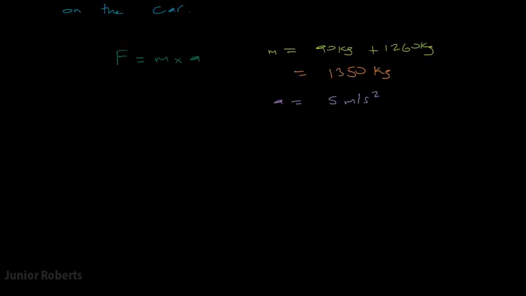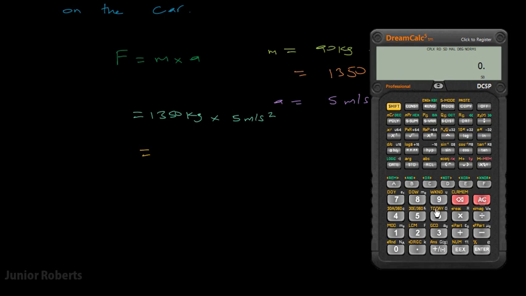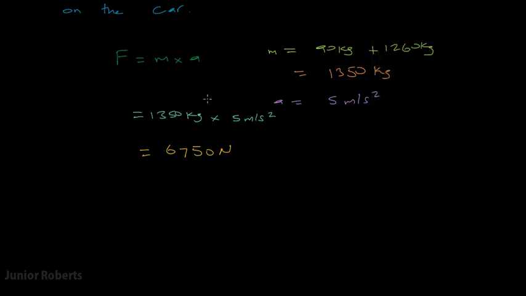Now we can calculate the force. We say 1,350 kilograms multiplied by 5 meters per second squared. When we calculate this, let's get the calculator. 1,350 multiplied by 5 gives us an answer of 6,750 newtons. In this case, we did not use the negative value because we know it's going to be a force acting against the car to cause the car to stop. So we get 6,750 newtons as the braking force.